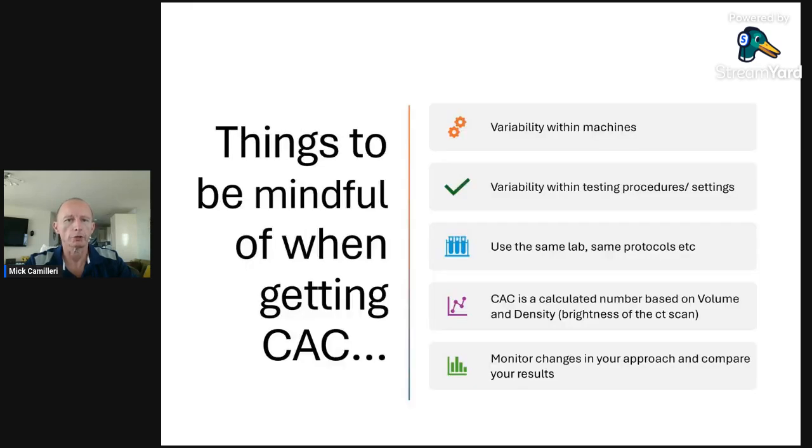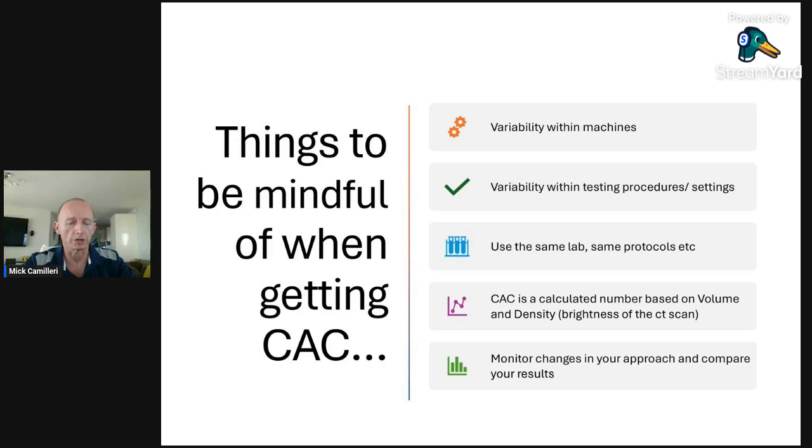A couple of things to note: when you're getting a CAC or repeat CACs done, try to use the same machine at the same lab using the same protocols that you did previously. There is variability within the machines. Even the way the machine will read, there could be some settings that could be slightly different, how many slices they take, the heart rate that you've got, and the quality of the image, the variability within the testing procedures and settings, using the same lab and protocols.